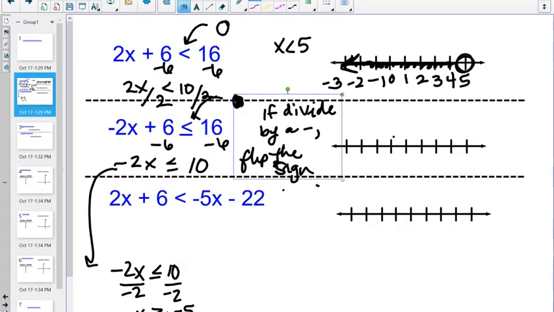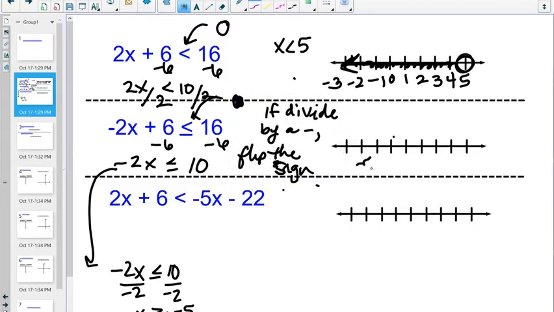So I'm going to, again on here, just give yourself some numbers. -5, -4, -3, -2, -1, 0. This is going to be a closed circle because I have the greater than or equal to, and I want all numbers greater than or equal to -5. So my arrow on my line is going to shade this way. Okay, so all of those that way.